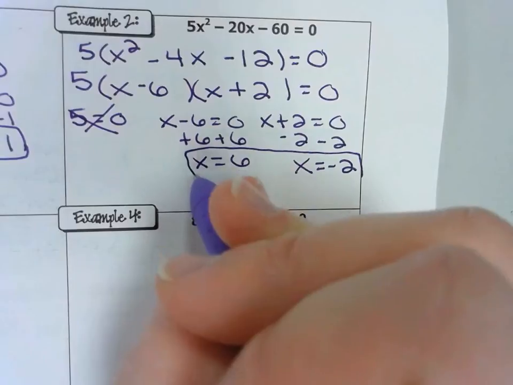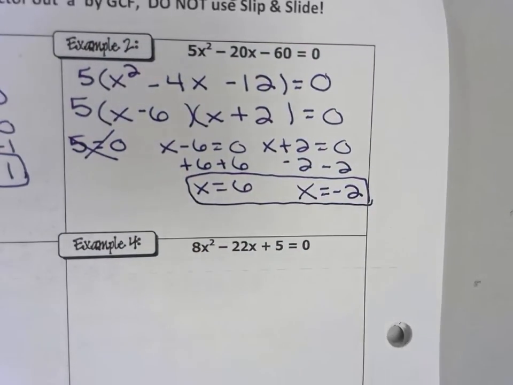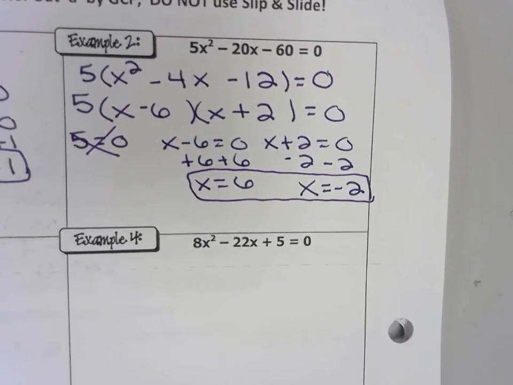So what does that mean? If I would graph this parabola, because it's a quadratic, what does that tell me about the graph? What's going to happen when x is 6 and x is negative 2? It's going to cross. These are my solutions. So if I would graph this, you will notice that the parabola will cross the x-axis at 6 and negative 2. This is just a different way of finding those because graphing is hard to do sometimes.